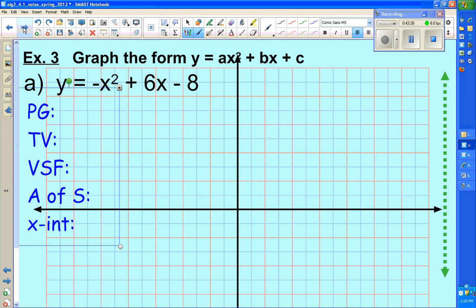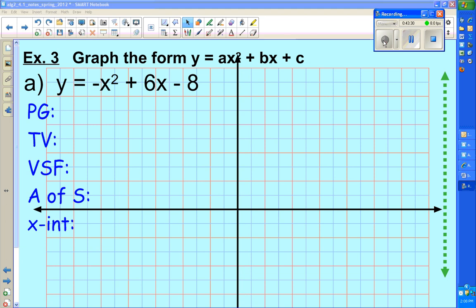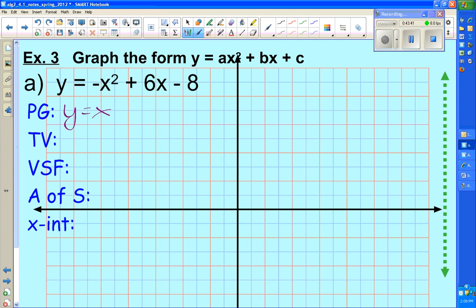Let's look at another graph. Be careful with this one. So now, what did you get for a parent graph? Y equals x squared. And what did you come up with for the translation vector? 3, 1. Is anyone not clear on how to get the 3, 1 for the vertex or translation vector? If you're not, go like this. We'll take a look.